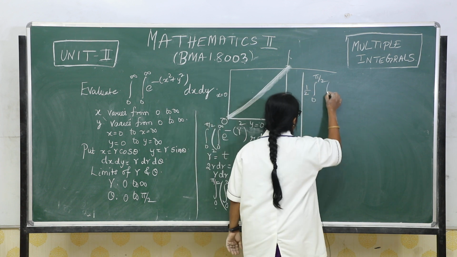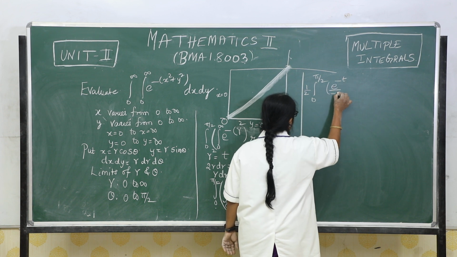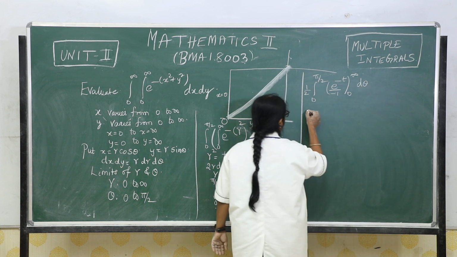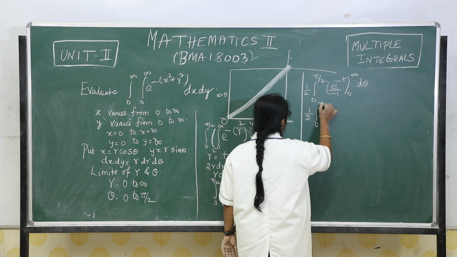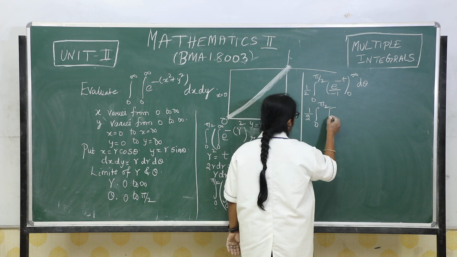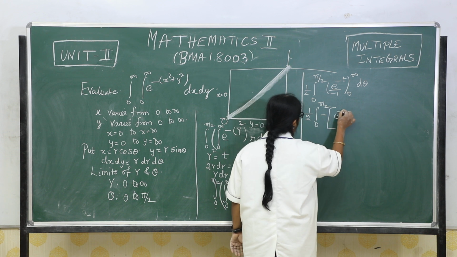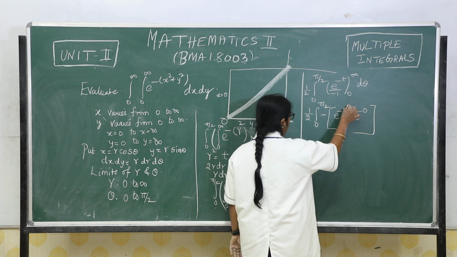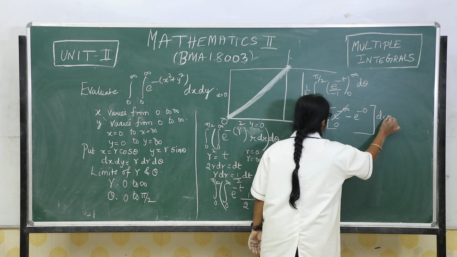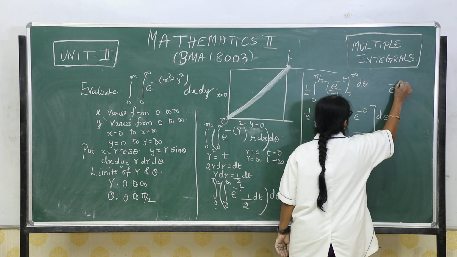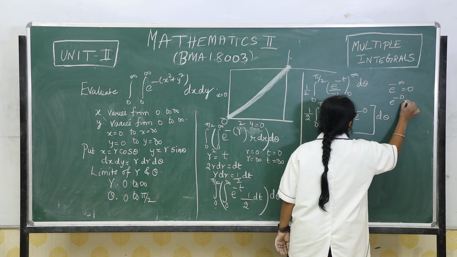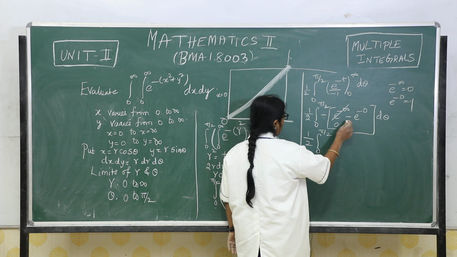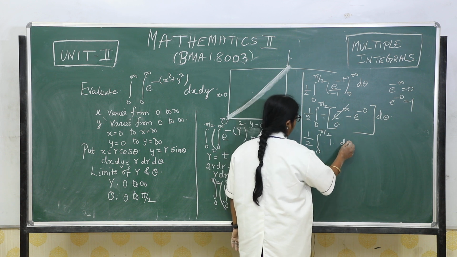What is e power minus t? Integration is e power minus t by minus 1, upper limit infinity, lower limit 0, into d theta, half into integral 0 to pi by 2, minus sign can be taken here, e power minus infinity minus e power minus 0. We all know that e power minus infinity is 0, e power minus 0 is 1, and therefore you get half into integral 0 to pi by 2 into minus of minus e power 0, which is 1, into d theta.